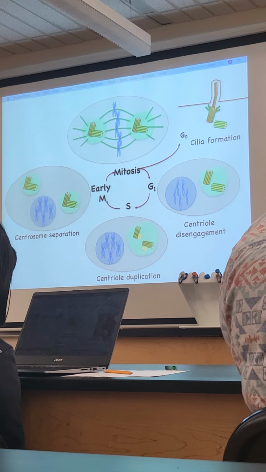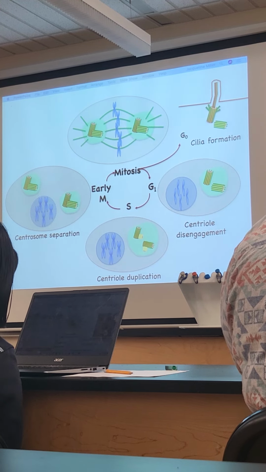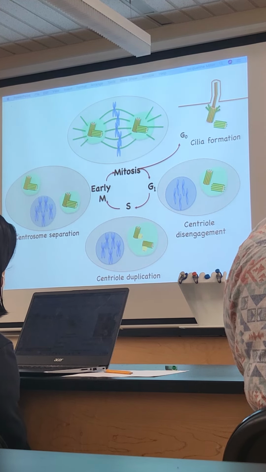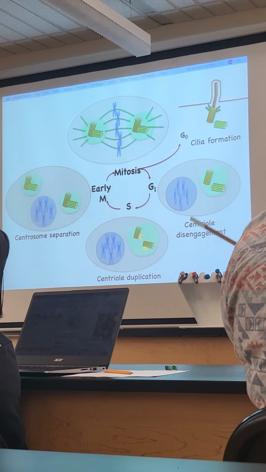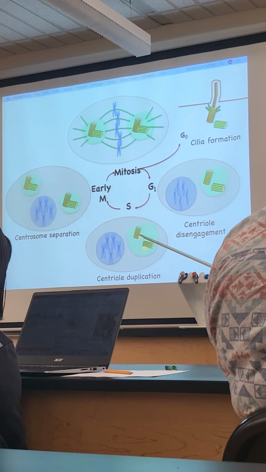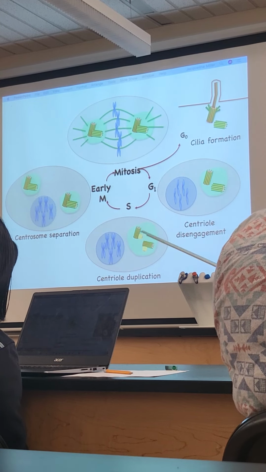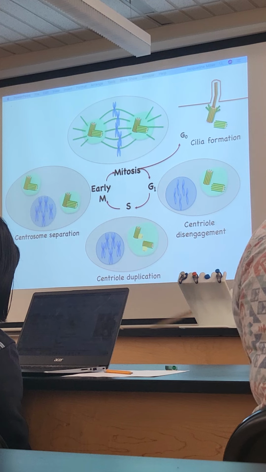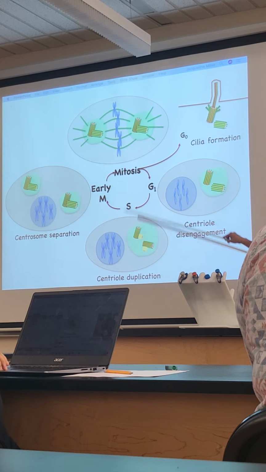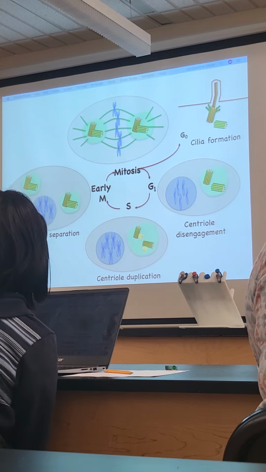spindle. So one question I have for you is, what would happen if you got more than one daughter centriole? What if you actually duplicated this more than one time? So instead of 2, let's say you have 4. What would then be the consequence of that when you got to mitosis?